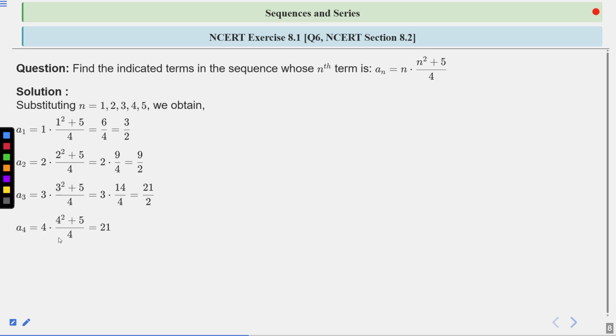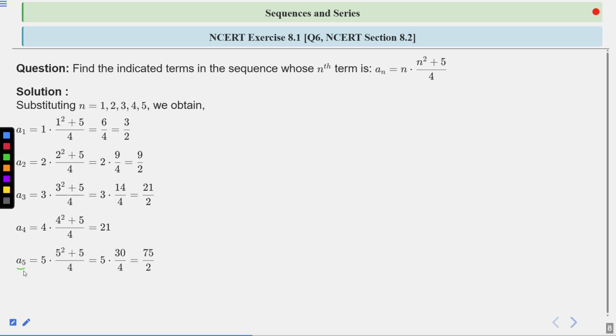Now for fourth term, by rule, 4 times 4 square plus 5 by 4. This 4 square is 16. 16 plus 5 is 21. And this 4 will be cancelled. So we are only left with 21. So 21 will be my fourth term.